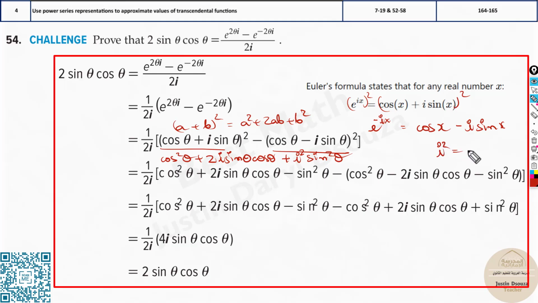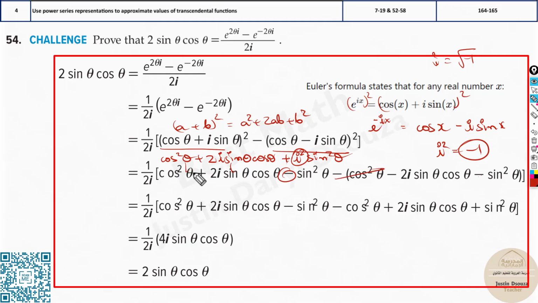What is i squared? That is equal to minus 1. i is the square root of negative 1, so i squared is minus 1. Here, instead of i squared, you put minus 1. So this becomes minus, because i squared is minus 1, and then we write sine squared theta. Same thing here on the right side: cosine squared theta minus 2i sine theta cosine theta. And here it is really plus, but this i squared becomes minus.